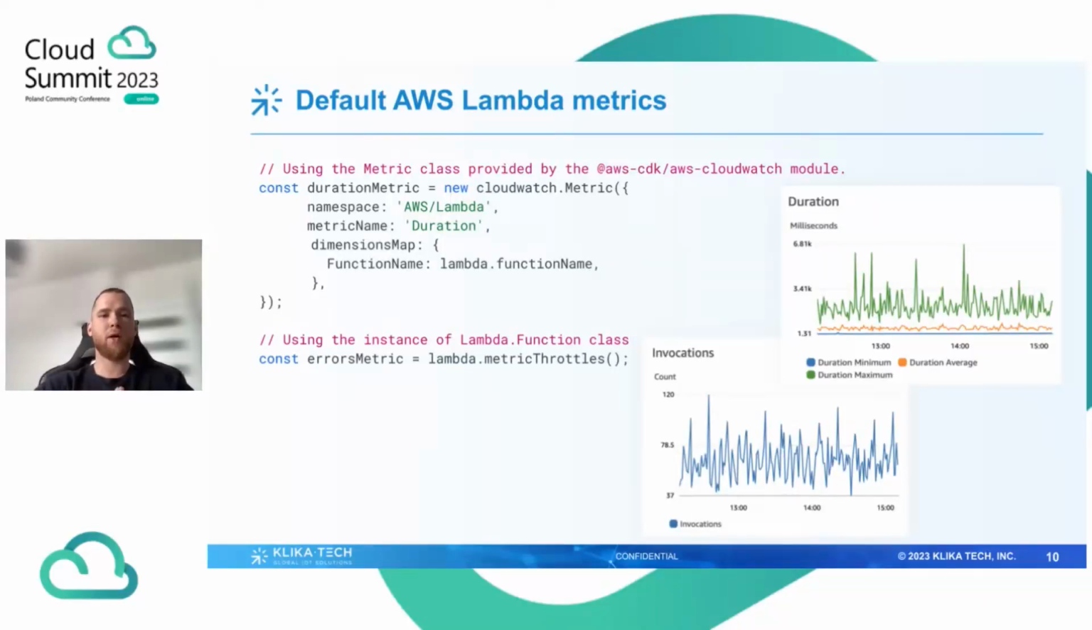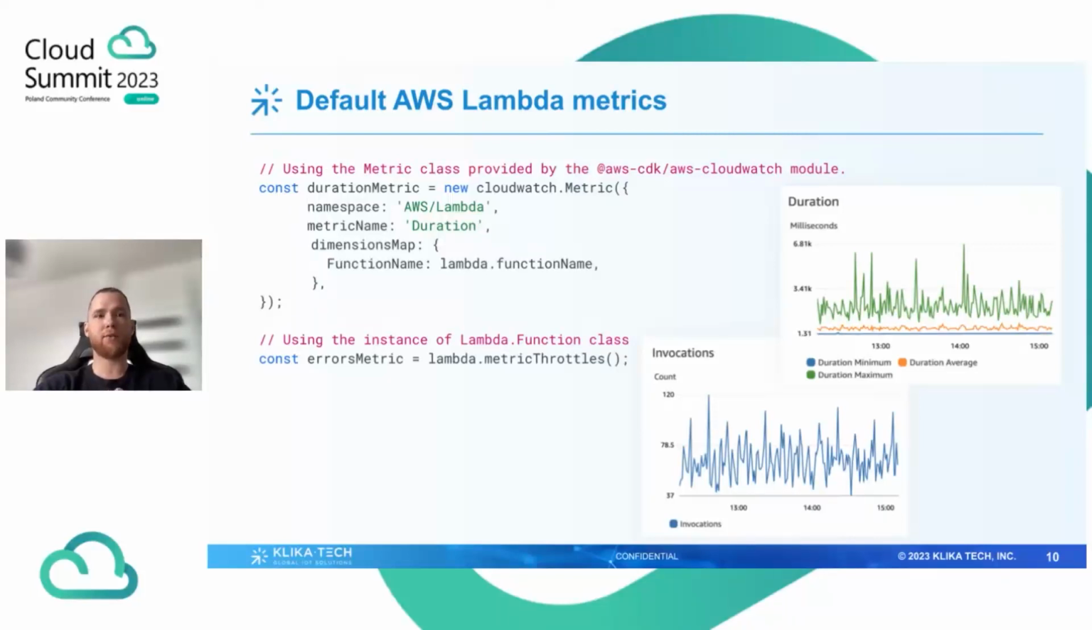Now let's talk about the throttles metric. The throttles metric represents the number of times your Lambda function is throttled due to exceeding concurrent execution limits. Monitoring this metric helps to identify if your function is frequently throttled and adjust the concurrency limit accordingly, thereby increasing fault tolerance and request processing time.